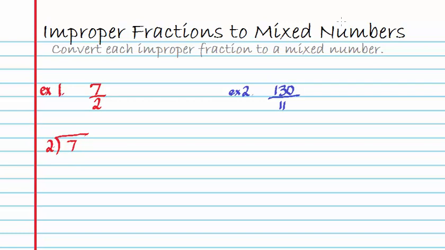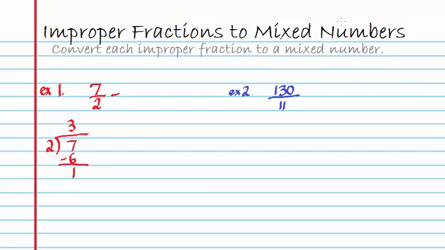When I perform my long division, I know that 2 goes into 7 3 times. 3 times 2 is 6. And remember, when we do long division, we subtract. So 7 minus 6 is 1. I have a remainder of 1.